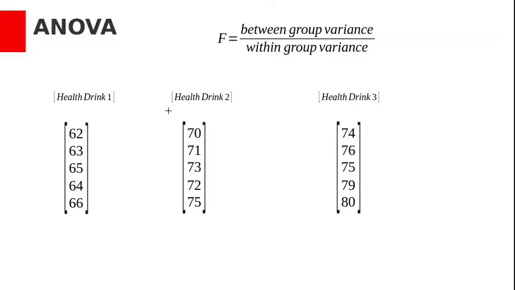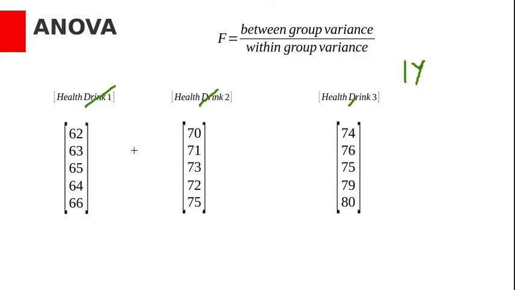Let's take one example to understand why we are taking the ratio of between group variance and within group variance. Suppose we give three different health drinks for babies around age 1 year. If we feed health drink one to the first group, their heights in centimeters are like this: 62 centimeters, 63, 65, 64 and 66. And if we feed the second health drink to another group, group 2, their heights are 70 centimeters, 71, 73, 70, 75, and for the third group their heights are like this.